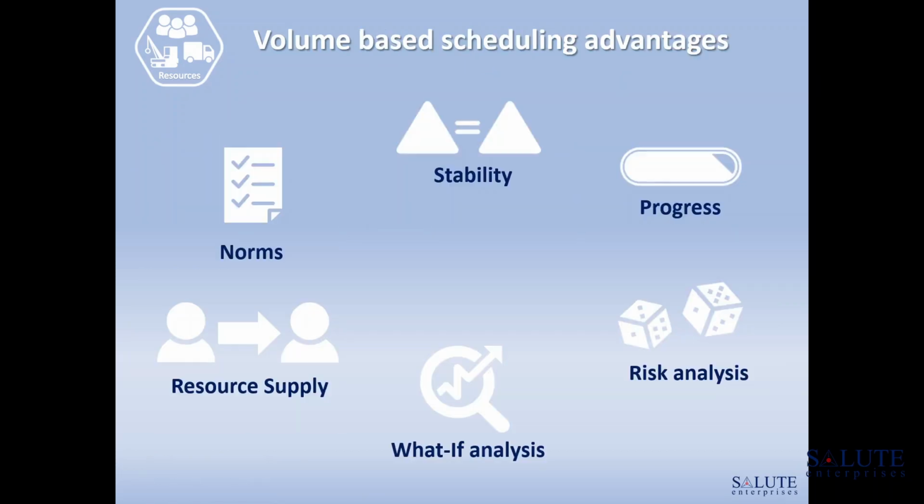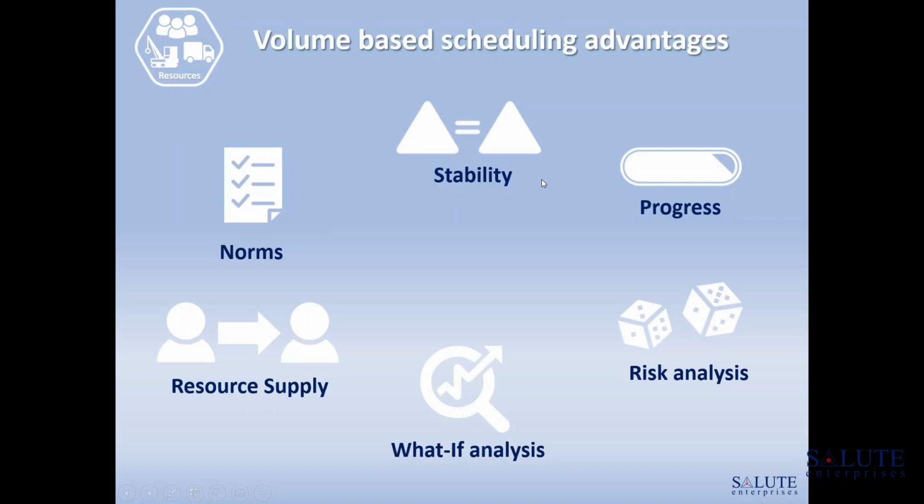Volume-based scheduling provides a number of advantages. When we're talking about norms, projects are often planned, especially in the construction and manufacturing industries, based on federal, local, industrial, or corporate norms and standards. These standards usually refer to resource productivity on certain activity types per unit of activity volume, costs and materials as well. These norms could be used as the base for planning.